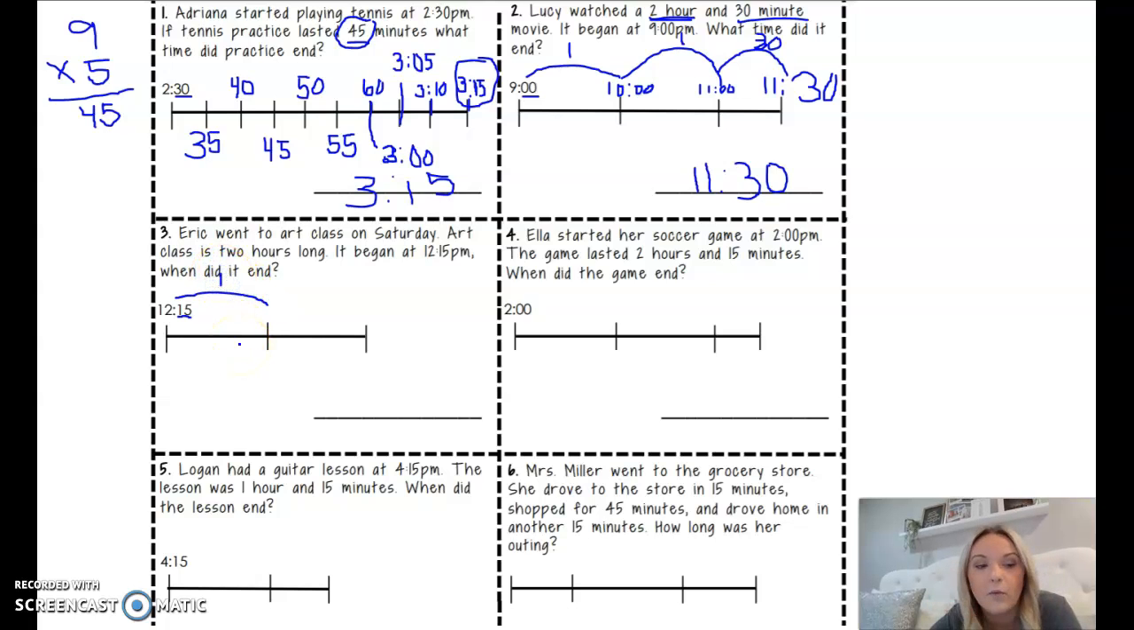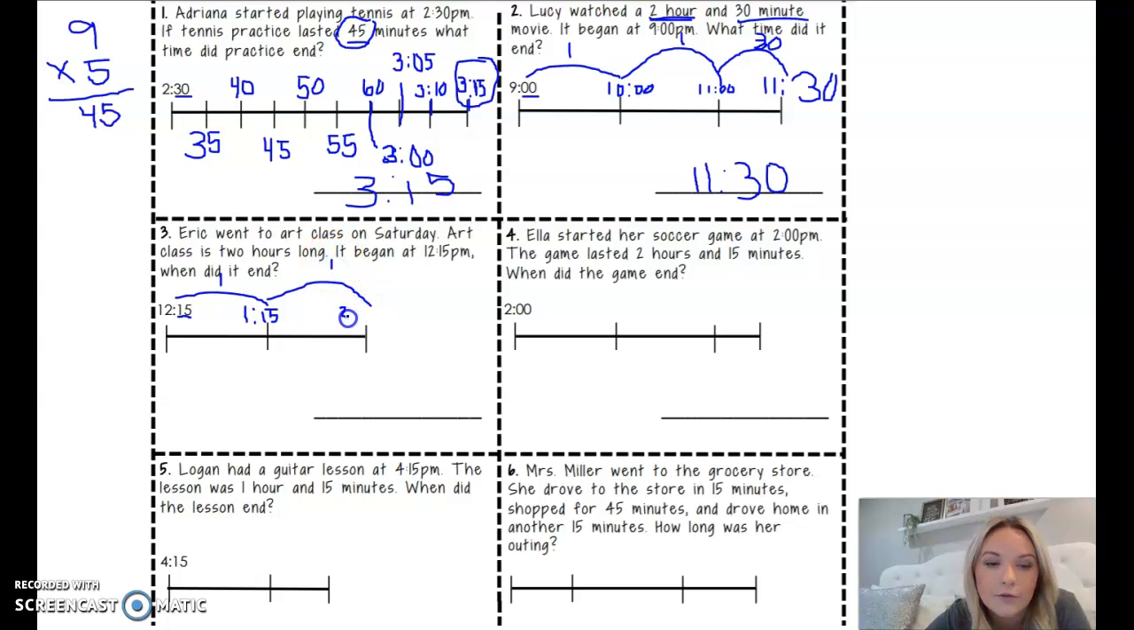So if I add 1 hour to 12:15, it becomes 1:15, okay? If I add another hour, it becomes 2:15. If I were to add another hour, it would become 3:15, right? So art class ends at 2:15 if it's 2 hours long.